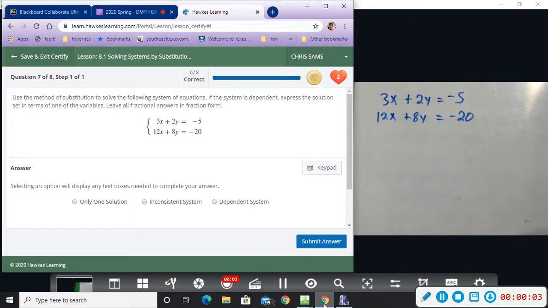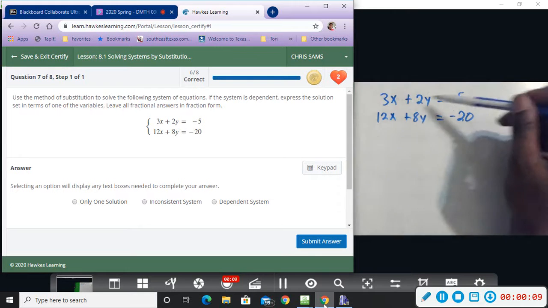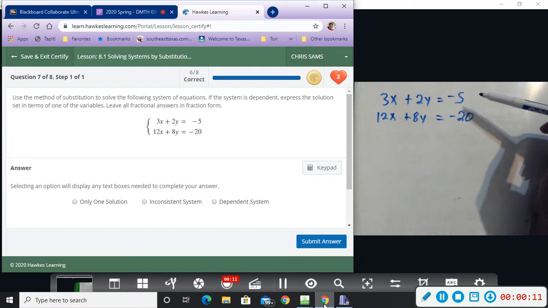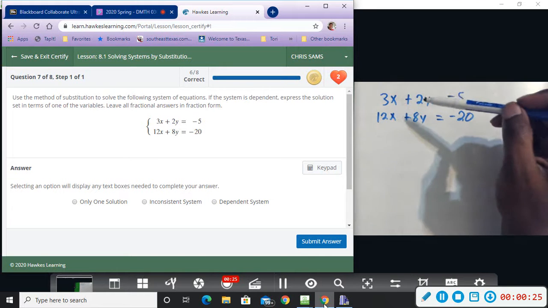Number 7, and I know the problems might say something different, like this one says to use substitution to solve, but it's much easier and more convenient to use elimination, so that's what we're going to do. And I just recommend to you, you can use whatever method best suits the problem that you're working. So I'm going to use elimination.